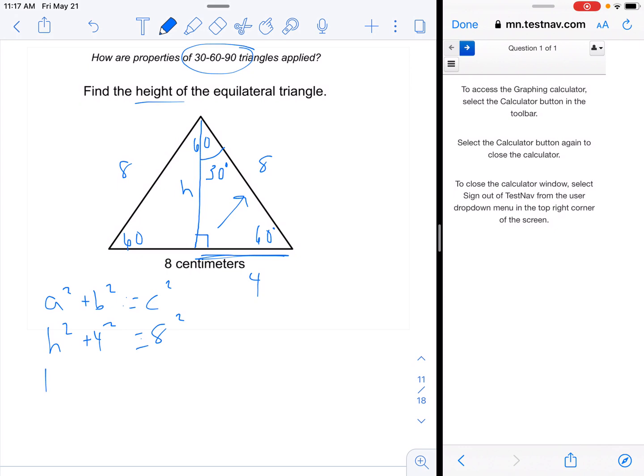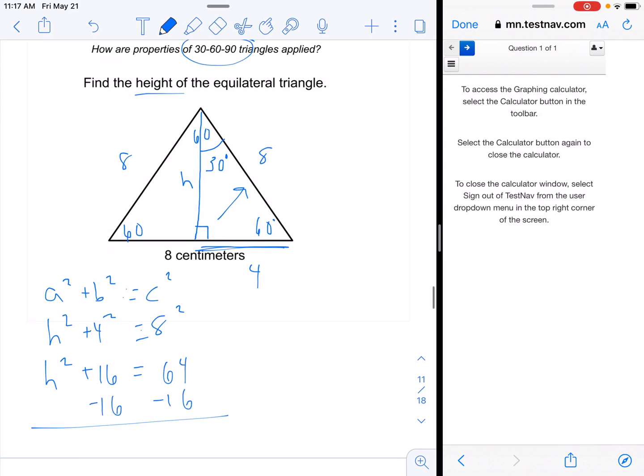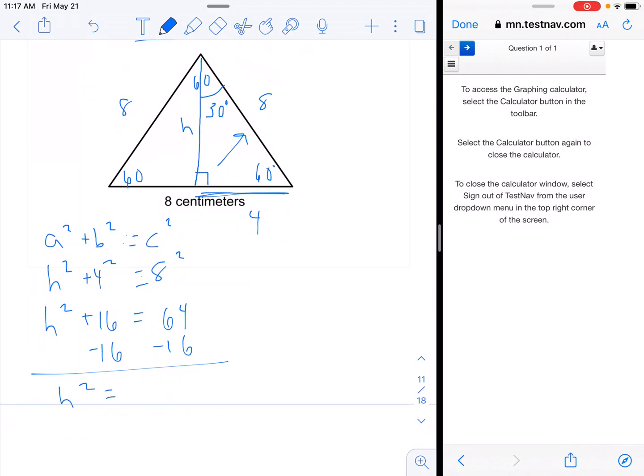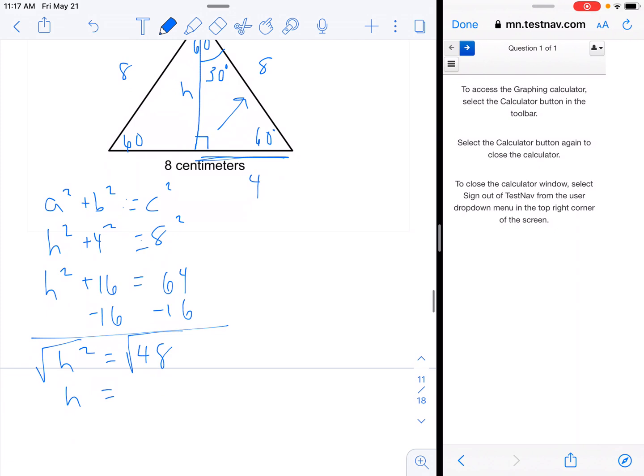All right, so if I square both of these, I get h squared plus 16 equals 64. I can subtract 16 from both sides. I get h squared equals 48. I can take the square root. And just like in the last video, instead of using my calculator to simplify, I'm going to make a factor tree or figure out the factors of 48. 48 is 16 times 3. 16 is a perfect square. The square root of 16 is 4, and so the height is 4 square root 3.